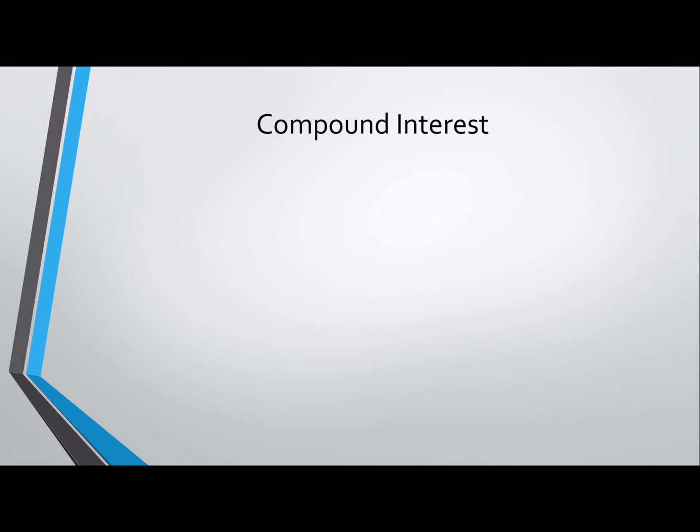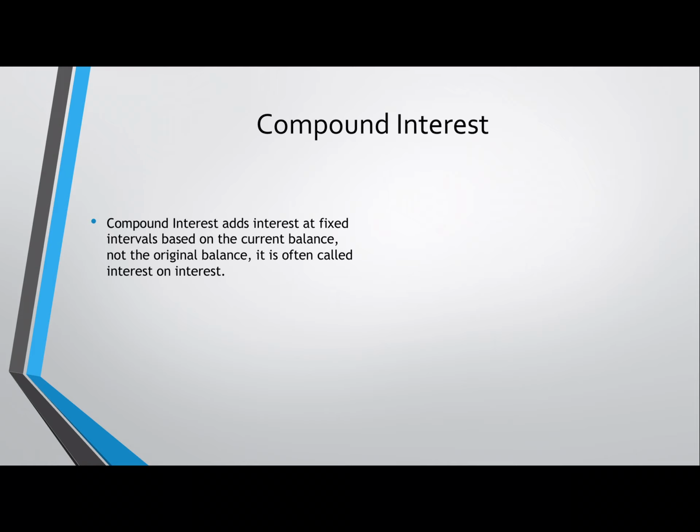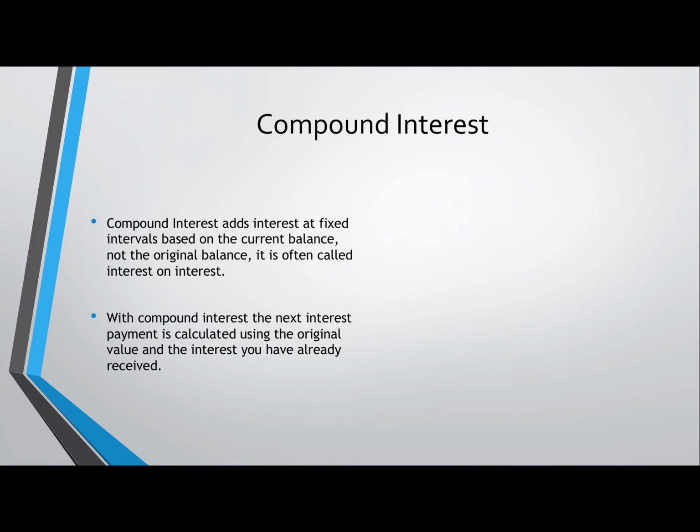So compound interest, what is compound interest? So it's different. Compound interest adds interest at a fixed interval based on the current balance, not the original balance, and it's often called interest on interest. With compound interest, the next interest payment is calculated using the original value and the interest you've already received. So it's not just from the original value, it's the original value plus your extra interest.